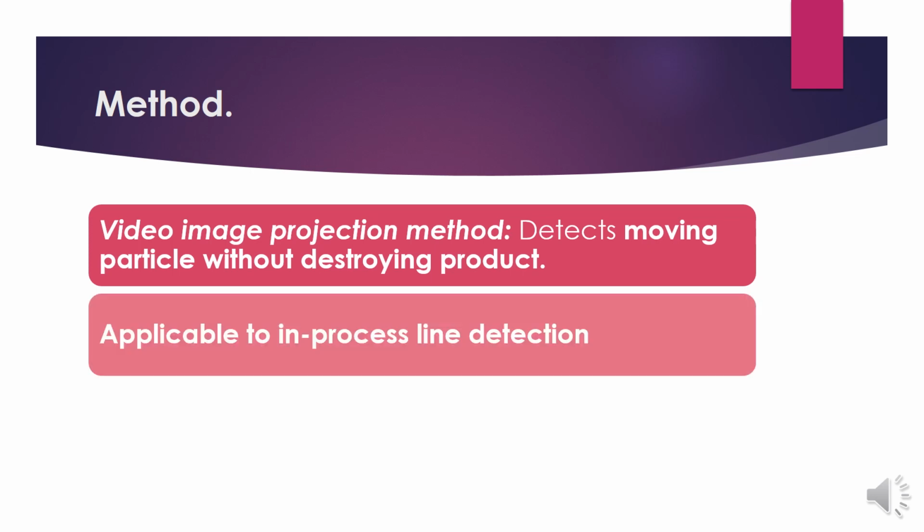So it's applicable to in-process line detection. It means that during processing, if you are applying any video image projection equipment, there won't be any need for the visual inspection method. During processing, during packaging into the final containers, they are checked by this equipment, which confirms the number of particulate matter in each container.